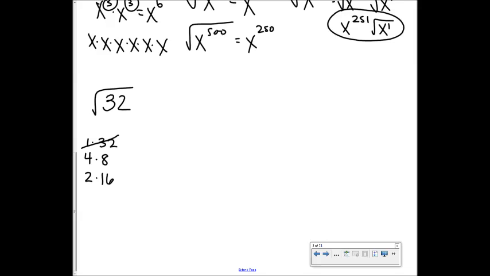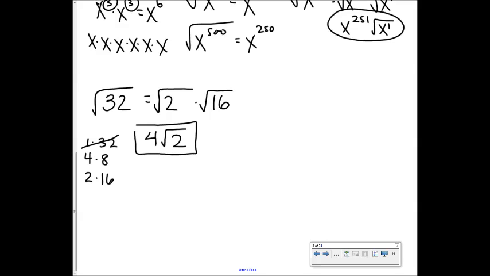Good. So I would say square root of 2, square root of 16. Now, what's the square root of 16? 4. So that goes outside the house. And then 2 stays inside the house because can you break it down anymore? No. Okay? So the answer would be 4 root 2. So your answer is 4 root 2, and that's a simplified radical form. You'll hear people say, what's a simplified radical? That's it, 4 root 2.